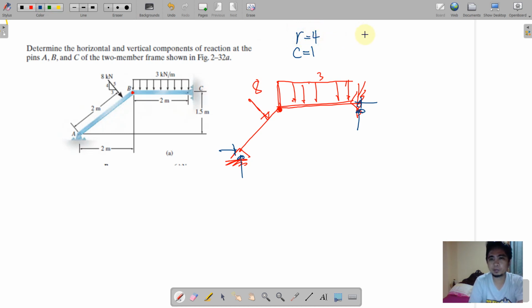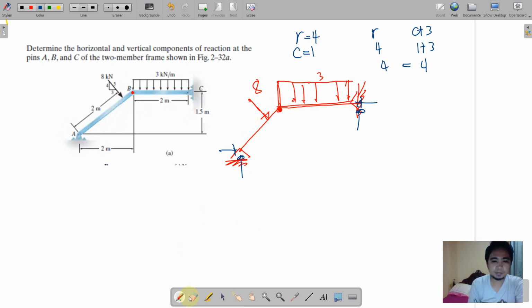Okay, so if we compare now R to C plus 3, so we have 4. Our C here is 1 plus 3. 4 is equal to 4. Just the same, magkakaroon tayo ng determinate structure. Bakit naging determinate? Because of this pin installed here. Okay? So ngayon, we'll now proceed to our analysis.